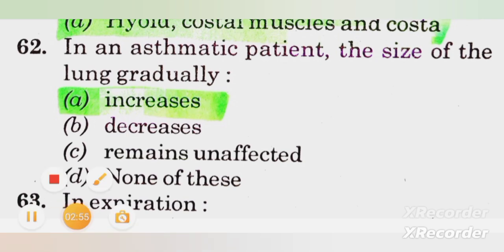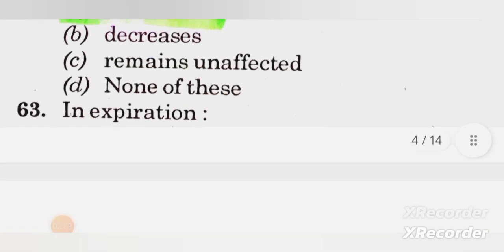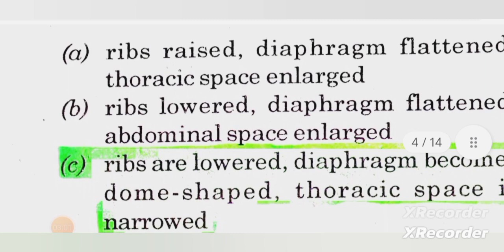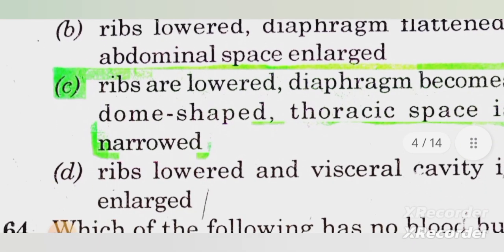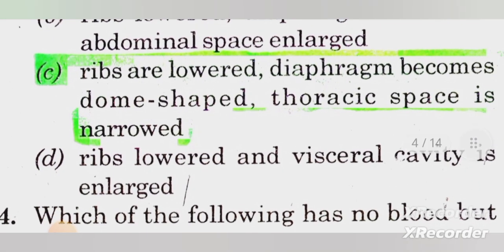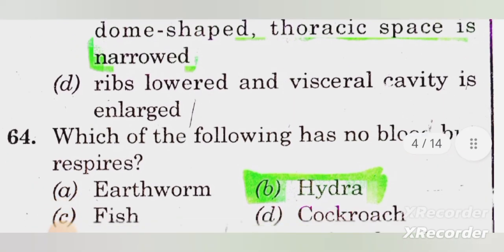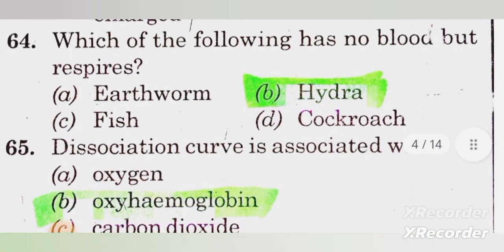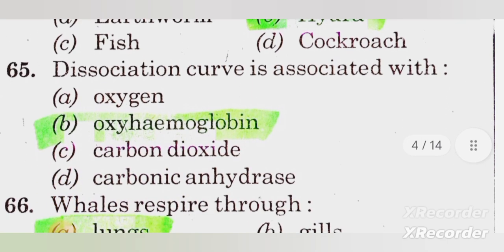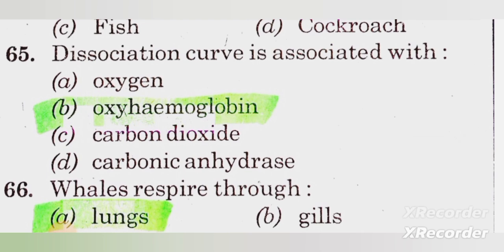Next, 63. In expiration, answer C, ribs are lowered, diaphragm becomes dome shaped, thoracic shape is narrowed. Next, 64. Which of the following has no blood but respires? Answer B, hydra. Next, 65. Dissociation curve is associated with, answer B, oxyhemoglobin.